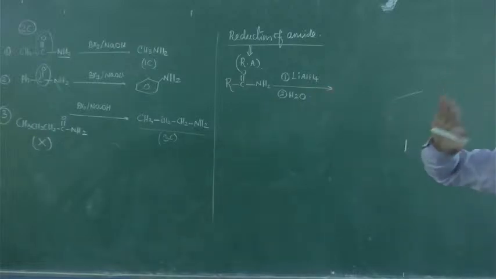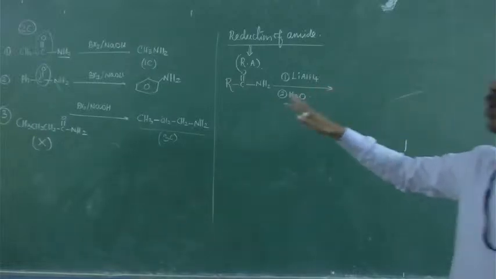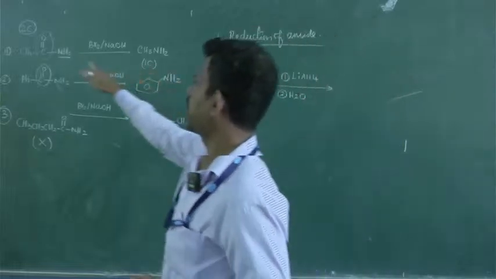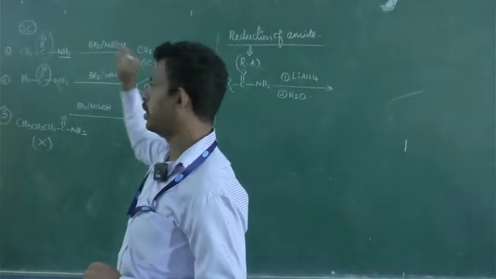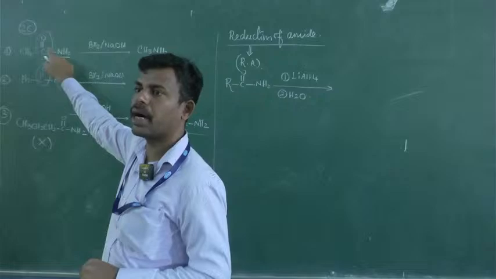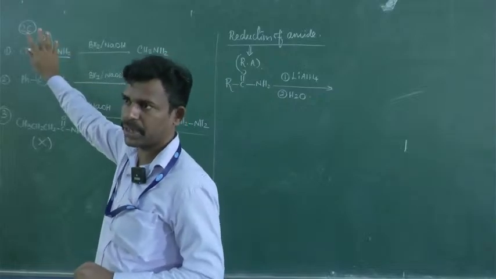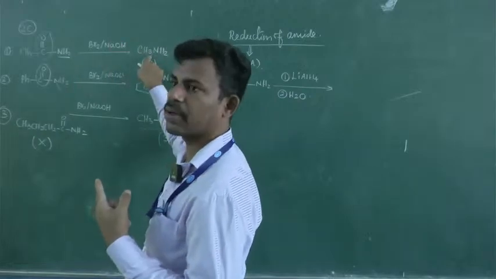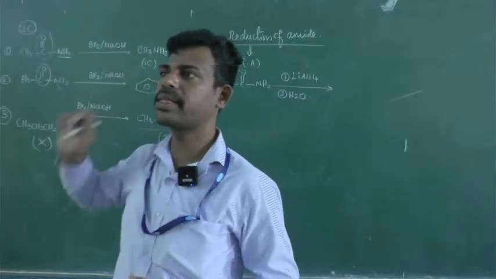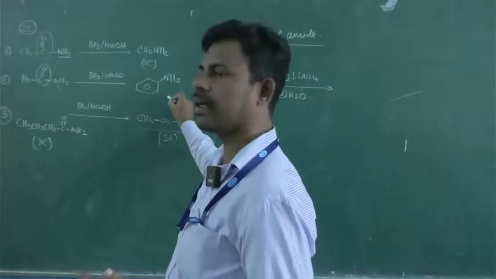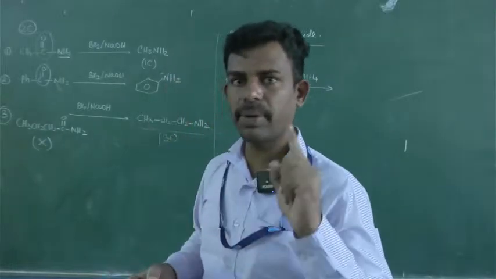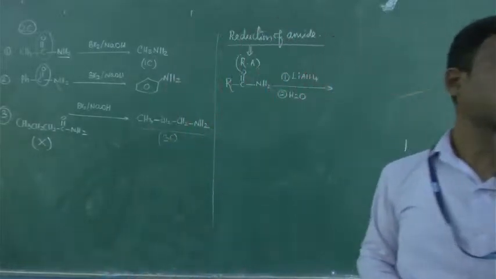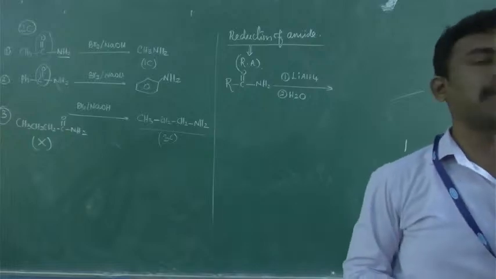It will reduce the amide to the corresponding amine. Is it clear? This is the product. This is the difference. In the Hoffmann reaction, you take the amide and remove the CO, that is, you remove 1 carbon. So it will always give a primary amine, whether aliphatic or aromatic. Always it will give a primary amine.